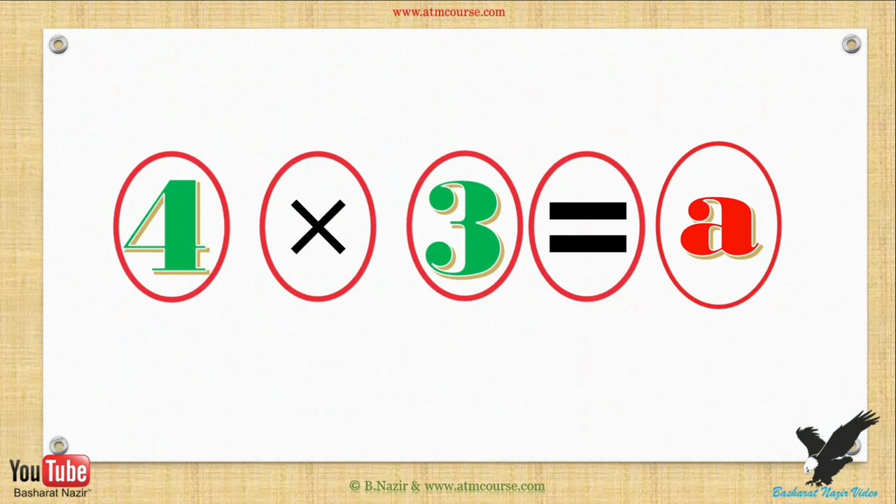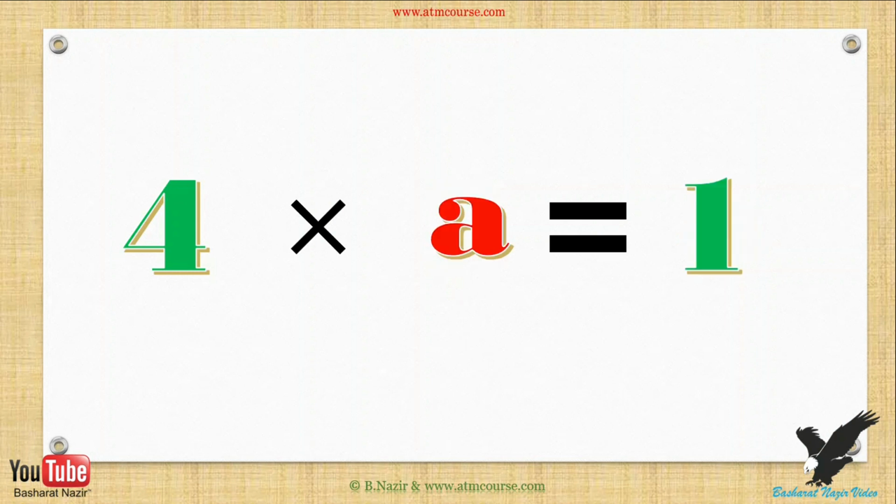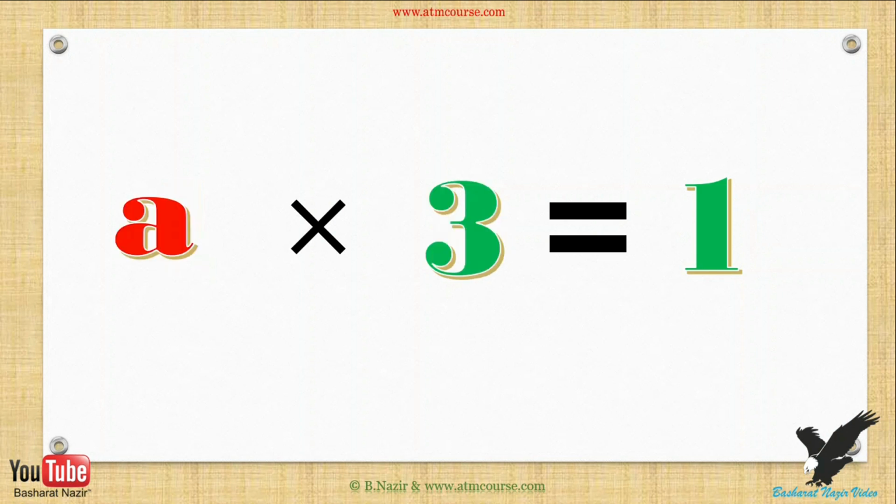Every equation will have at least one number missing, and it will be replaced by a letter. You have to find this number. This process of finding the number is called solving the equation. Note that both sides of the equation are in balance, or equal to each other.